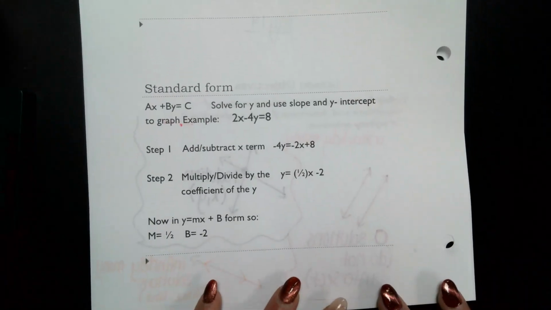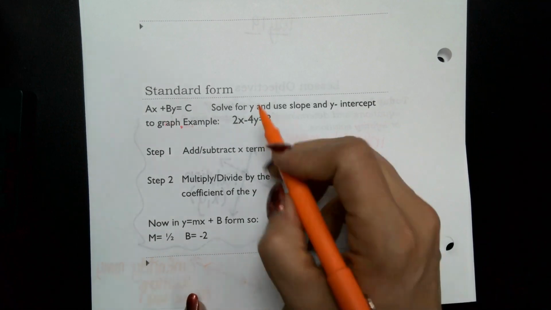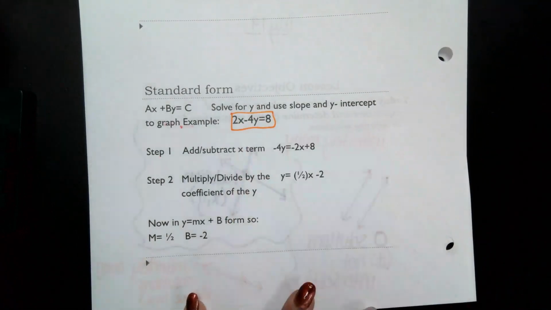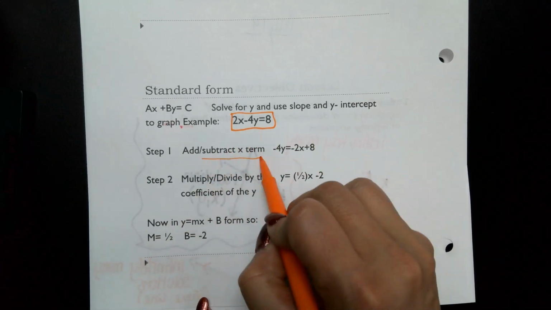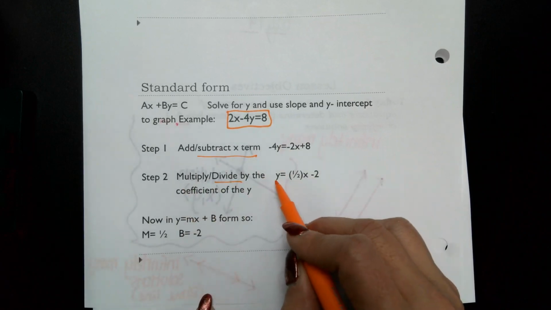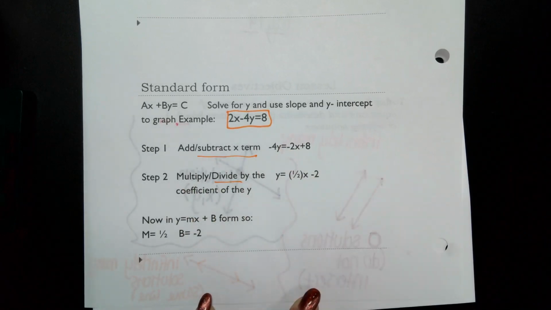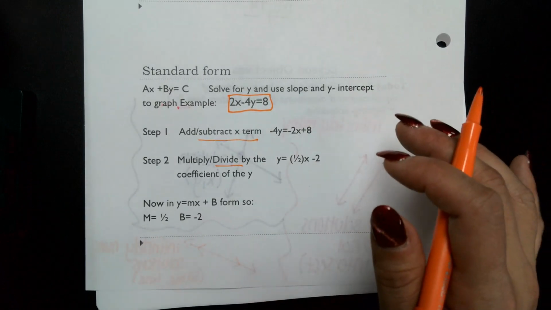And then standard form is the one like number 5 on your do now, where they give you x and y on the same side. We move the x term to the other side, and then we divide by whatever number is in front of y. So that's what we did on number 5 on your do now. Okay?